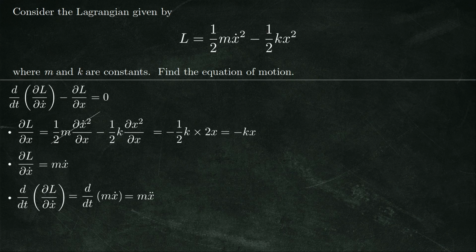And then finally, to get the equation of motion, we put all of this together, being careful of signs. Notice there are two minus signs, so in the final answer, kx is positive. Or we can rewrite this as something that looks a bit more like Newton's second law, with m x double dot equals minus kx. And indeed this is the Lagrangian for a mass attached to a spring.